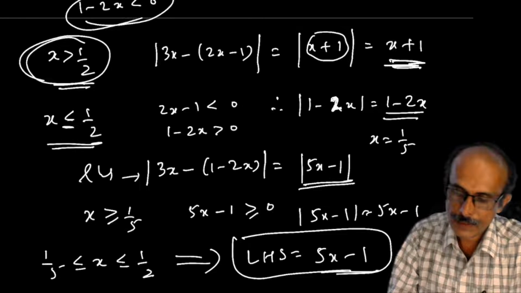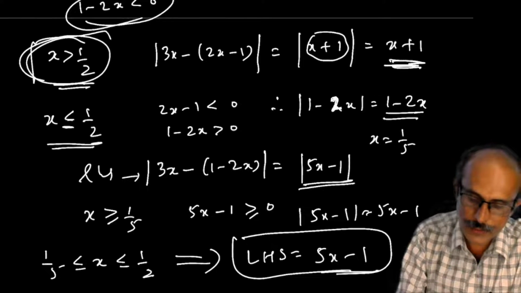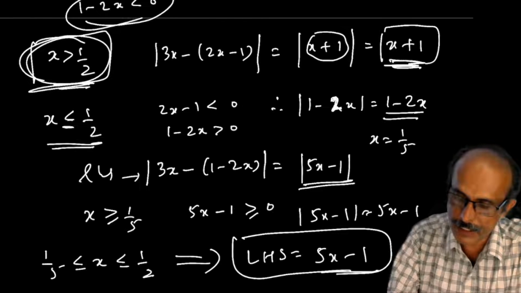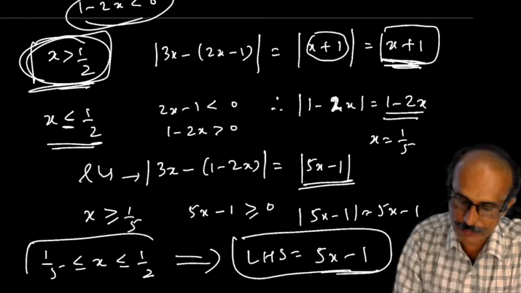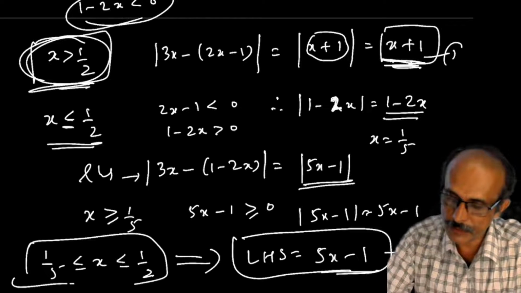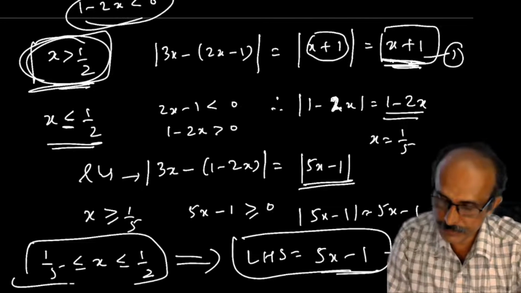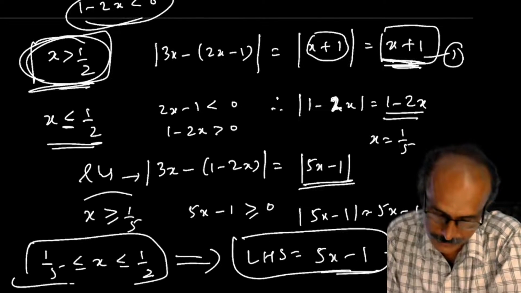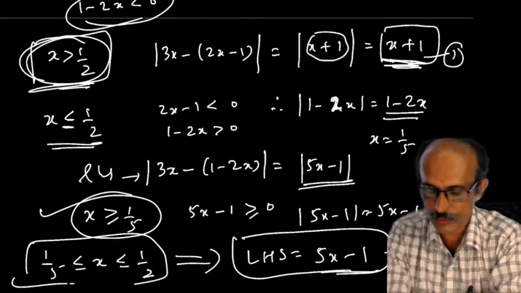Correct? Yeah. For these values, more than 1, it is x plus 1. For this range of values, we are getting this second part. Okay, this first part. Now, this is obtained because of this assumption, right? X is greater than or equal to 1 by 5.